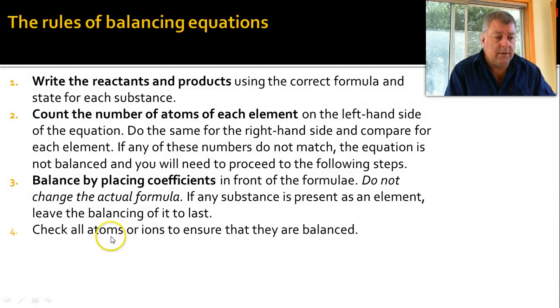Now check all atoms or ions to ensure that they are balanced. And we'll be predominantly looking at atoms in this, but when we do ionics, you'll be balancing also ions. And so what you do is you count the elements on the left hand side and the right hand side. You check if they're balanced or not. If they're not balanced, you use coefficients, and you juggle around these coefficients until you get it balanced.